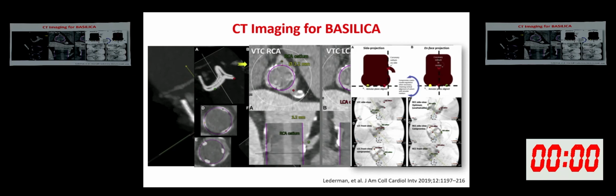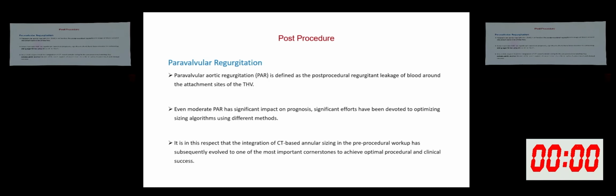So again, for BASILICA, CT imaging plays an important role. That's the thing, VTC is very important. In all valve-in cases, we keep the valve virtually and measure the distance between the virtual valve and the coronary. If it is more than 4 millimeter, no need of BASILICA or any coronary protection. If it is less than 4 millimeter, either on the right side or left side, we definitely need coronary protection or we need a BASILICA. Again, post-procedure, paravalvular regurgitation we have to see.